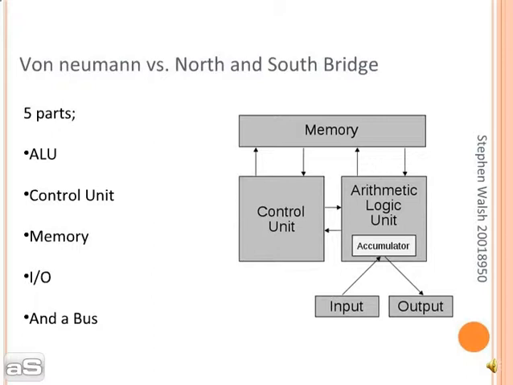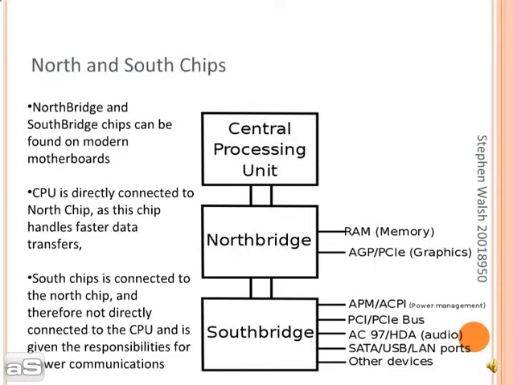Von Neumann architecture versus North and South Bridge chipsets. In von Neumann architecture, the CPU consists of 5 parts: the ALU, the control unit, memory, input-output, and a bus for data communications. On a more modern motherboard, North and South chips are present.